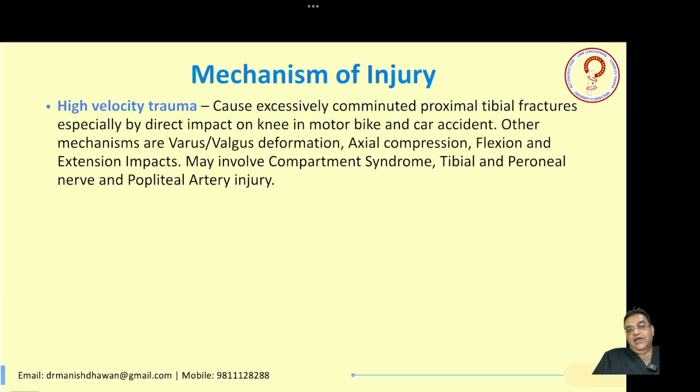Now there are two types of mechanism of injury. One is the high velocity trauma and second is the low velocity trauma. Now high velocity trauma causes excessively comminuted proximal tibial fractures, especially by direct impact on the knee in motorbike and car accident. Other mechanisms are varus and valgus deformation, axial compression, flexion and extension impacts. May involve the compartment syndrome. It can also involve the tibial and peroneal nerve and the popliteal artery injury.